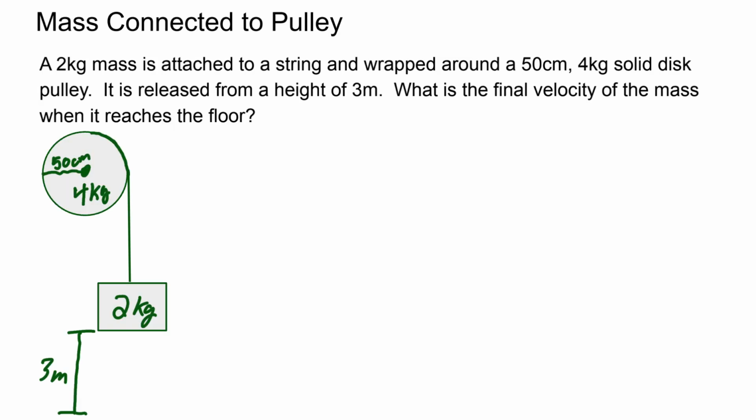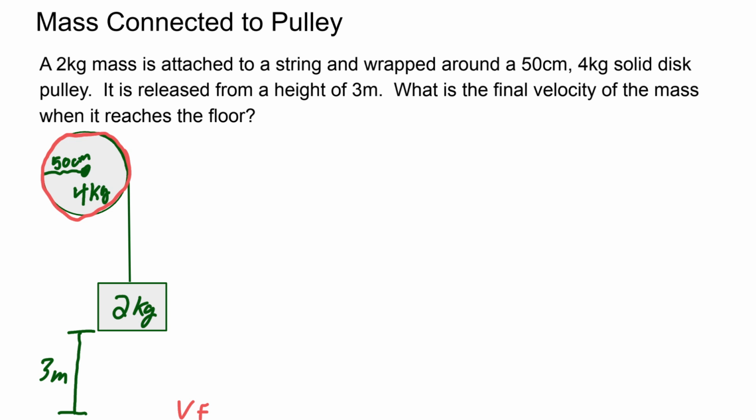So here's the problem, and as usual I would encourage you to see if you can solve this on your own before I solve it, and then come back and see if you get it right. Ultimately we're looking for the final velocity of this mass when we let it go. And this is attached to the pulley, so as it falls it's going to start to rotate the pulley.